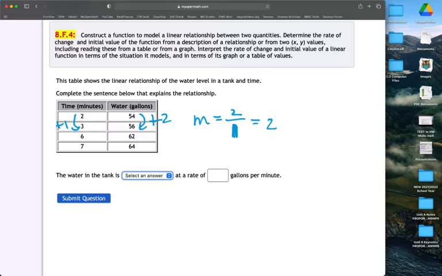So now we have enough information to answer the question. The water in the tank is increasing at a rate of 2 gallons per minute.